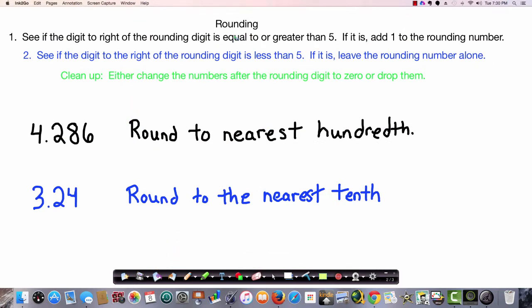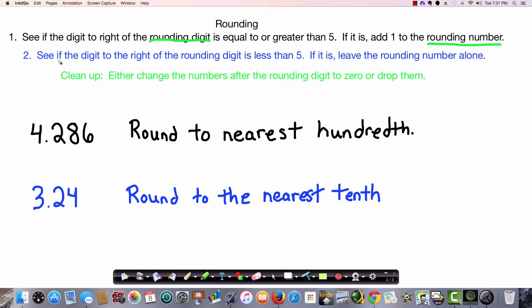Okay, so the rounding rules, as we went over in class, what I'm reviewing here, is to see if the digit to the right of the rounding number, and I'm going to underline the rounding digit, is equal to or greater than 5. If it is, add 1 to the rounding number.